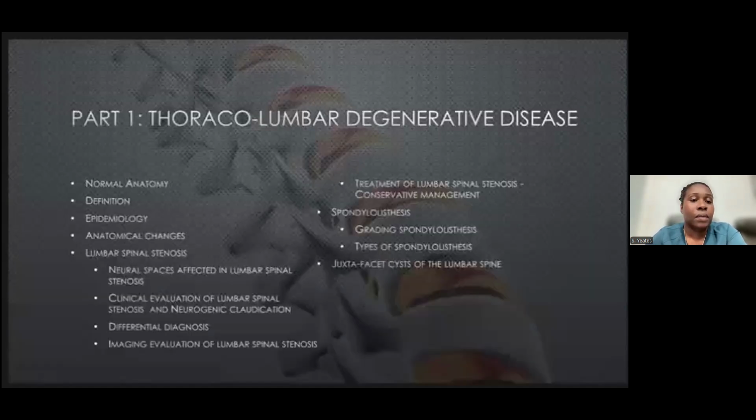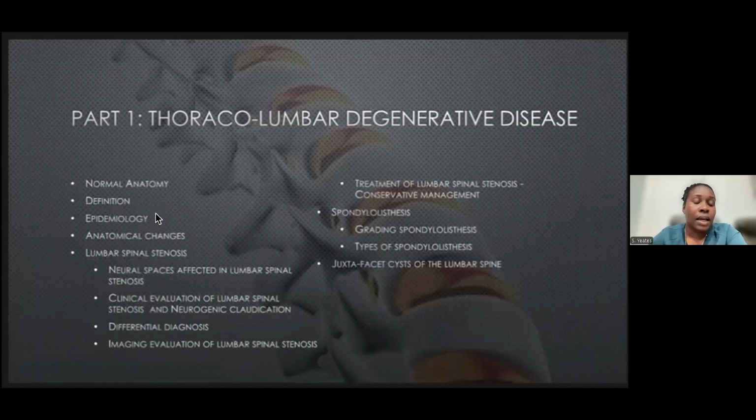So in my presentation, I'll be talking about, as I said before, thoraco-lumbar degenerative disease. I'll be focusing on the normal anatomy, the definition of the disease, epidemiology and anatomical changes, lumbar spinal stenosis, spondylolisthesis, and juxtafacet disease of the lumbar spine.